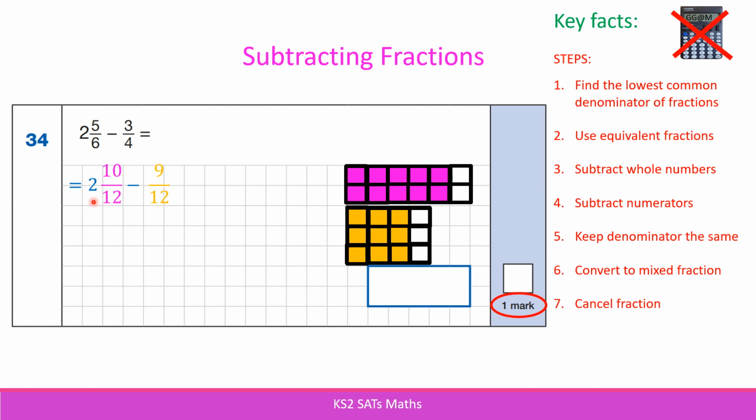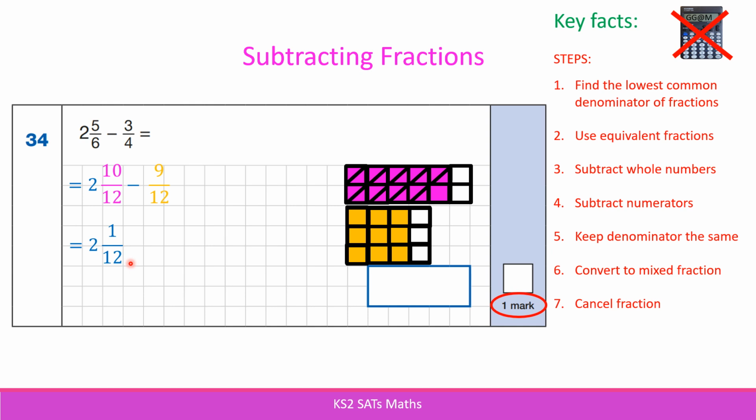Now I've got to subtract these. Now if you're adding, you could just add together the total numbers, but subtracting, I've just got to take them away. So if you look at the diagram here, I'm going to start with the 10 over 12 because this was the fraction that's first. So I'm going to take away 1, 2, 3, 4, 5, 6, 7, 8, 9 because that's the number here. I'm taking away 9. I'm left with 1 out of the 12. So that is 1 over 12. So my answer is 2 and 1 over 12. That is the easiest way to do the question.